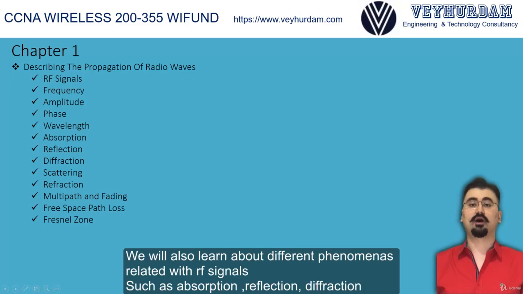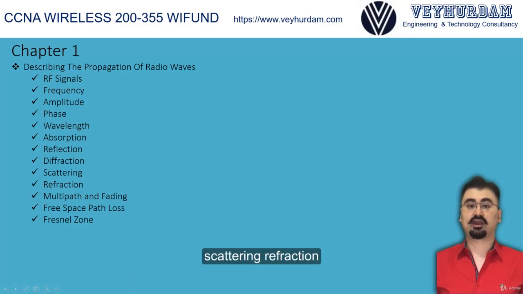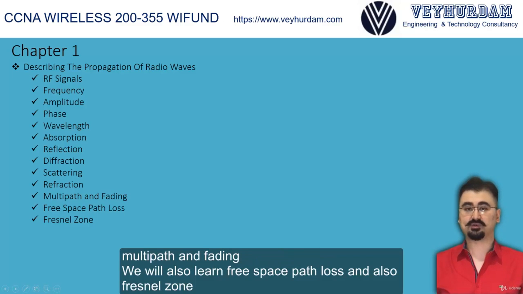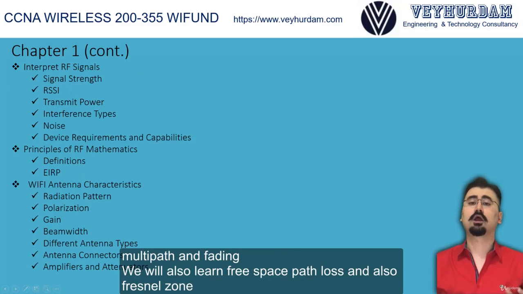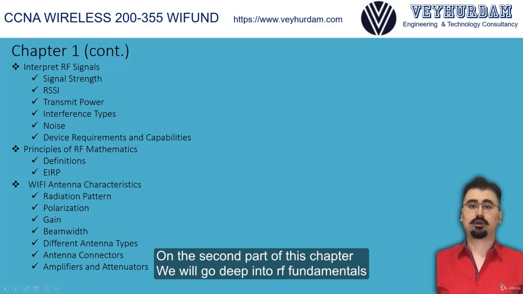We will also learn about different phenomena related with RF signals, such as absorption, reflection, diffraction, scattering and refraction, multipath and fading. We will also learn free space path loss and also Fresnel zone. On the second part of this chapter, we will go deep into RF fundamentals.